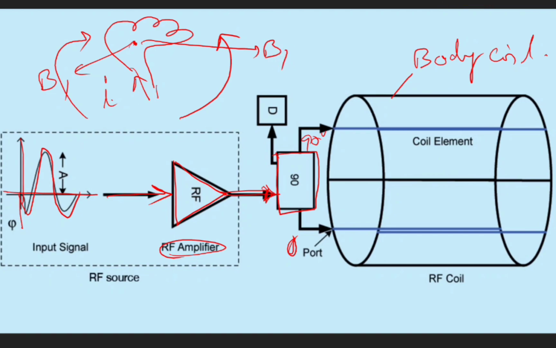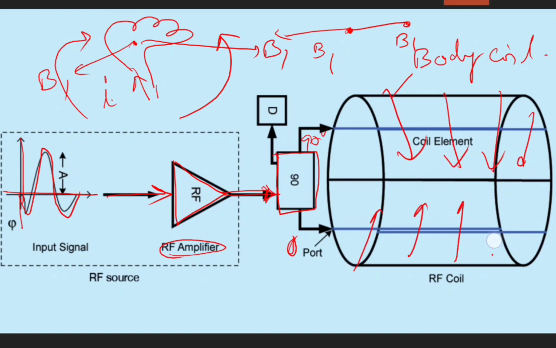The changing magnetic field, what is the RF? The field that is changing means this direction and this direction. So the field is changing. So this is your transmit antenna. All the RF signals are being transmitted to the patient body by this RF coil only.